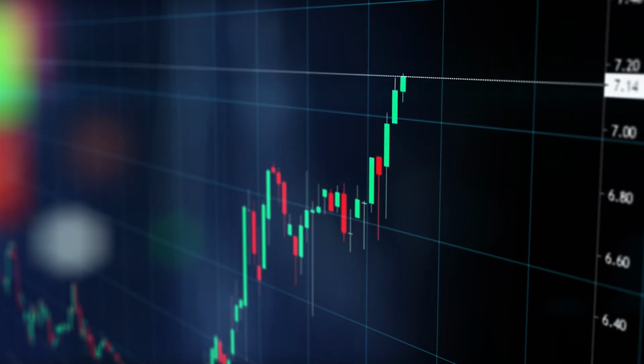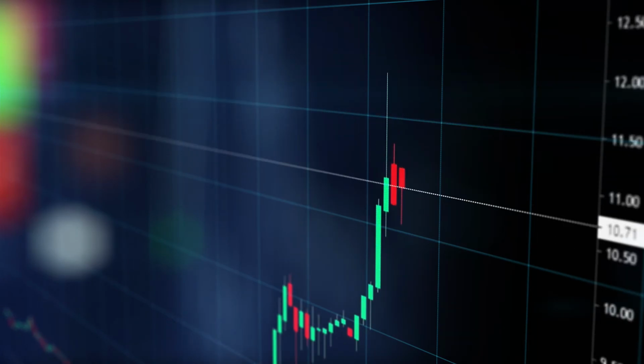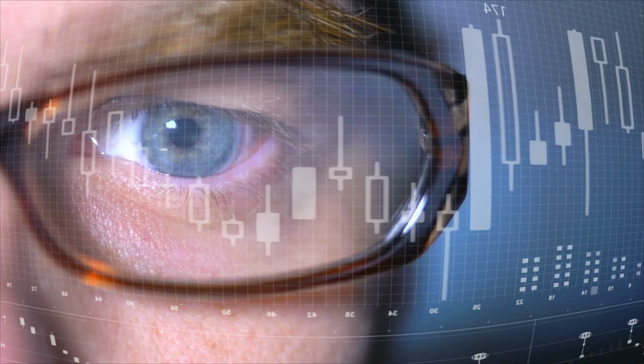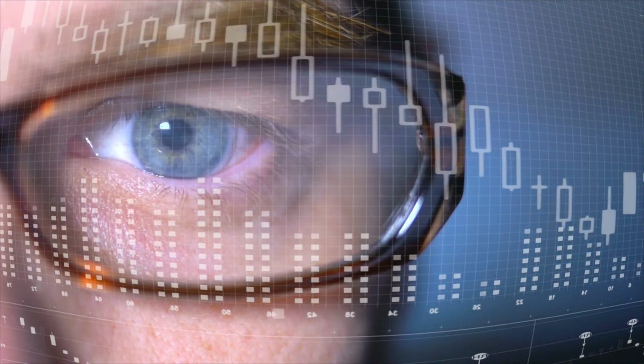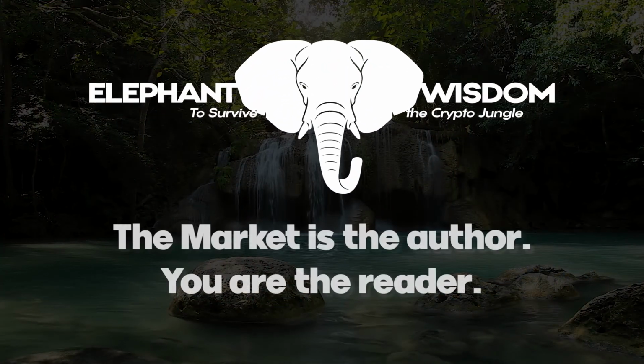Big moves develop off these levels. You don't have to get it perfect, but you do need to know where the levels are and then be able to perhaps switch your bias in order to meet what the market is telling you. Always remember, the market is the author, you are the reader.